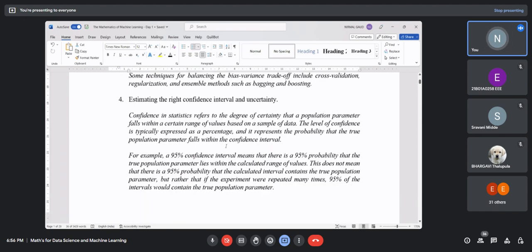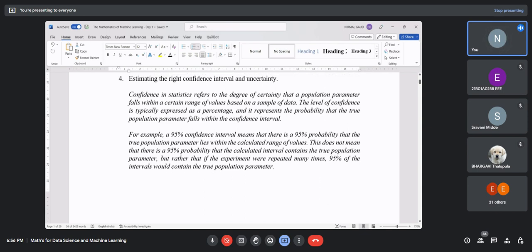Your next point is estimating the right confidence interval and uncertainty. Now what does this mean? In statistics, confidence refers to the degree of certainty that a population parameter falls within a certain range of values based upon sample data. You have the sample data, and you are checking for a particular value.